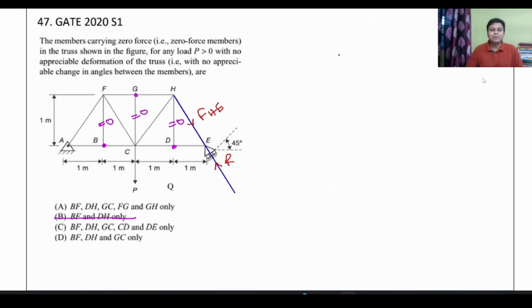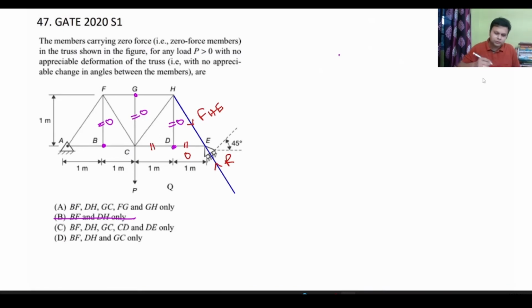So what will be the force in member DE? Can I say the force in member DE will be 0? Because there cannot be any other force, right? Because the joint E has to be in equilibrium. R is equal to F HE. They are cancelling each other, so there cannot be any force in member DE. Otherwise, the joint E will not be in equilibrium. So if DE is 0, this is also 0.